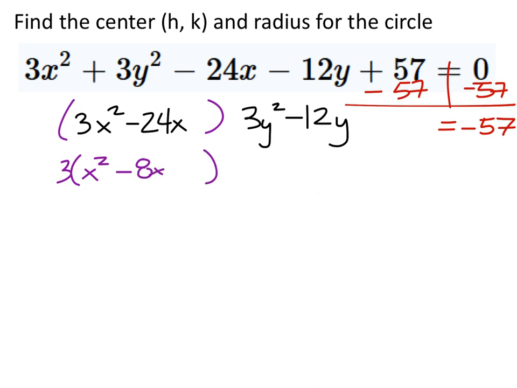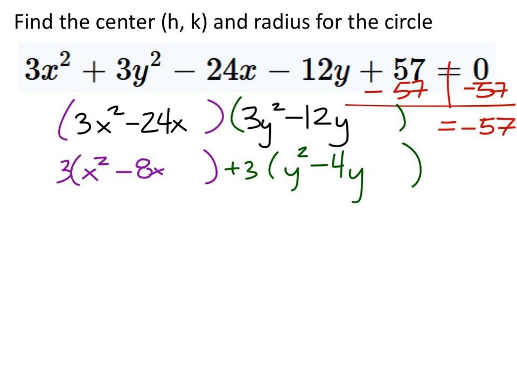But not only out of that one, but also the y's. I can also factor out a 3 from there as well. So I've got y squared minus 4y. That's going to be a lot easier to complete the square on those. But in addition to those that we factored those 3's out, we don't really want them there either.